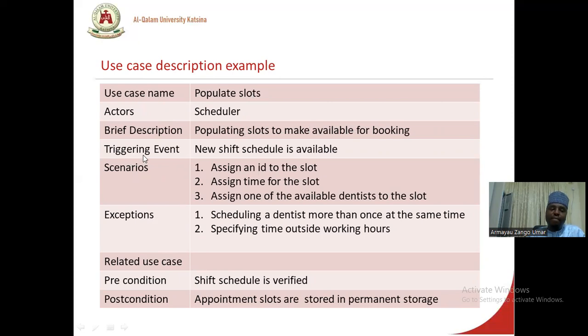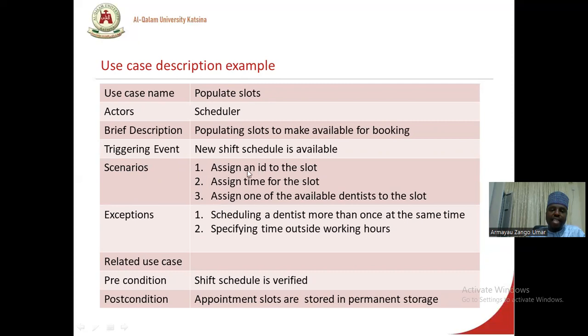And we have the triggering event. Which event would trigger this use case? Maybe a new shift is available, maybe a dentist is available for booking, maybe add slot. So the scenario: how does it operate? Or what is the sequence of populating this slot? Or what is the sequence of executing this use case?